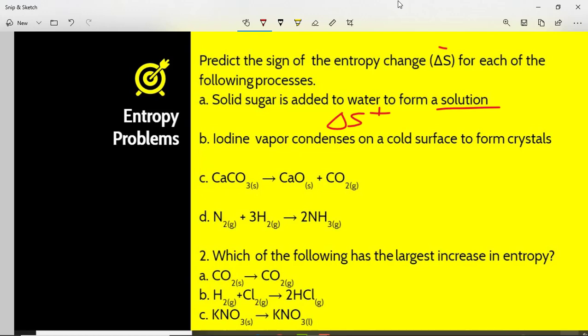Iodine vapor condenses on a cold surface to form crystals. Well, we are going from a vapor, which is a gas, to crystals, which is a solid. So there's more order within the system, so delta S here is actually going to be negative.